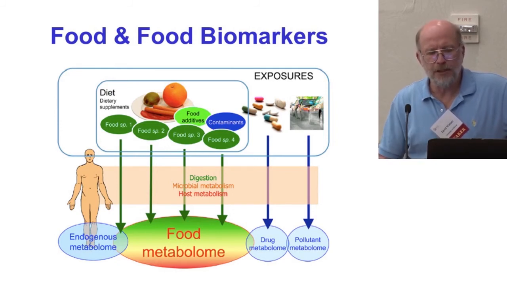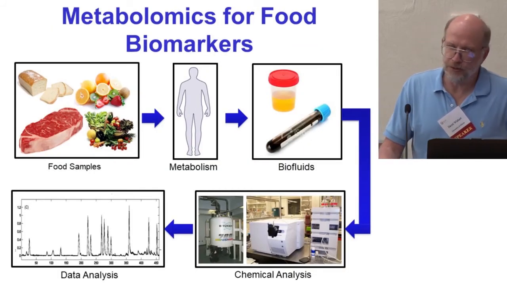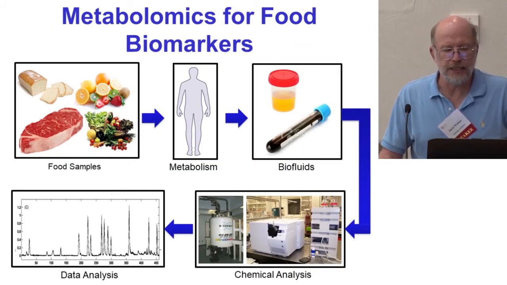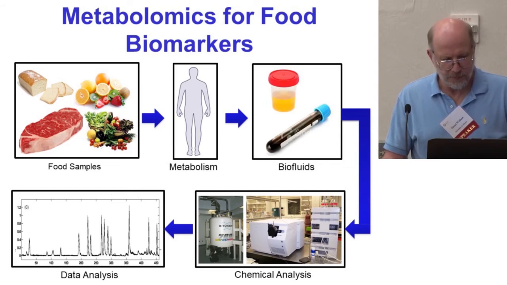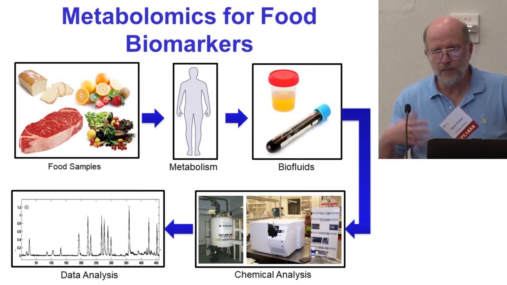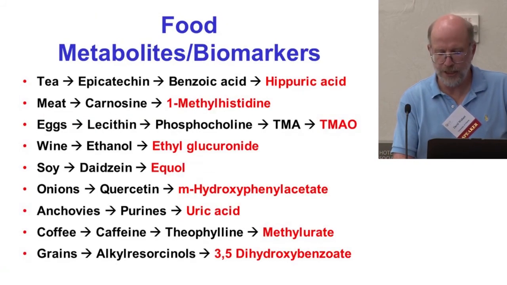So to apply metabolomics for food biomarkers, we use almost the same workflow as I showed for food analysis. In this case, though, we have an intermediate step where we take the food samples and we give them to humans. And then we collect their urine and or blood, and then we analyze them using the standard metabolomic techniques. In the same way we can measure hundreds of compounds in foods, we can measure hundreds of compounds of food biomarkers through dietary intervention studies.